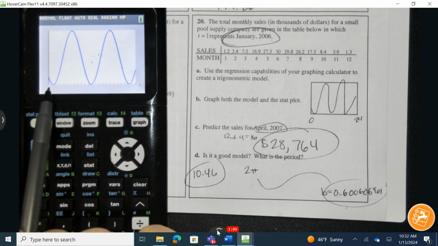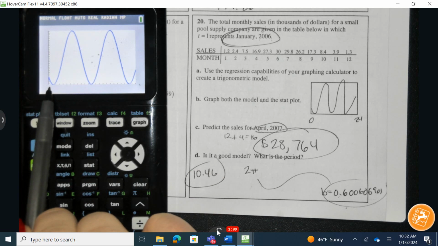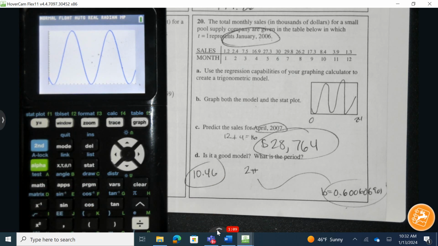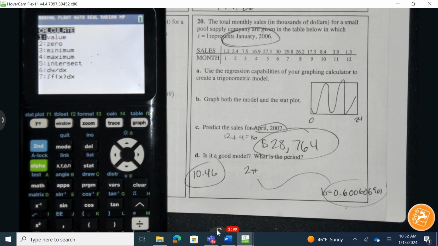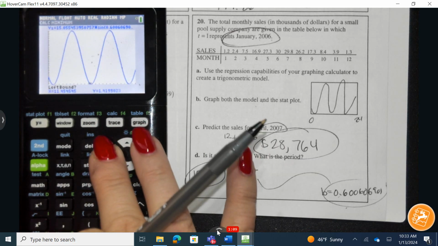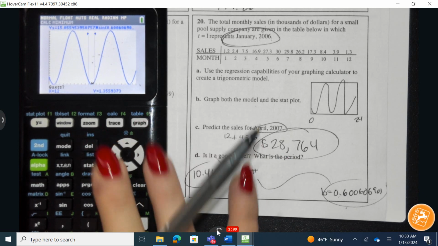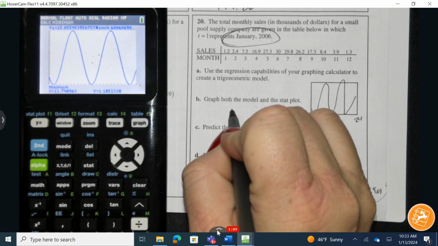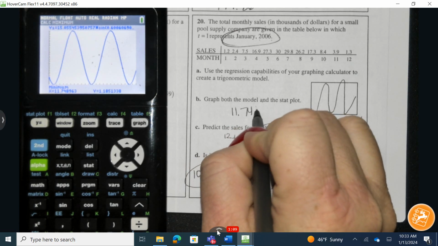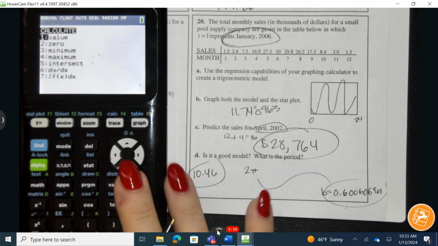Now, I can also see that these are cycles. So if I also took from this minimum to this minimum, let's see if we get the exact same number. Second Trace, minimum. There's a minimum, so I'm going to go left bound, right bound, and back to that value. I'm going to write this down. Let me just find a random place to write this down: 11.748963.